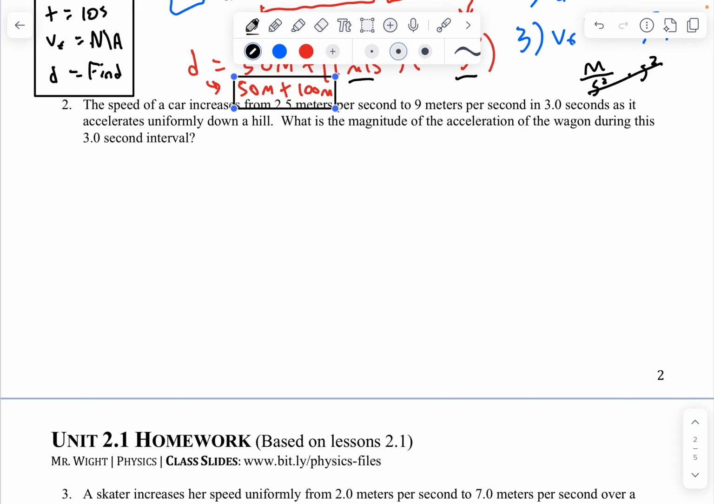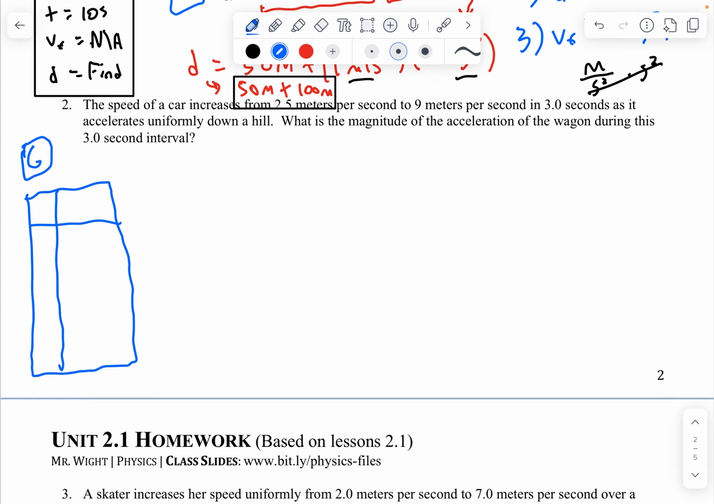The speed of a car increases from 2.5 meters per second to 9 meters per second in 3 seconds as it accelerates uniformly downhill. What is the magnitude of the acceleration of the wagon during this 3-second interval? So here we're just doing the same thing. We can go a little bit faster since we already know what to do. G. Let's make our box: initial velocity, final velocity, displacement, acceleration, and time.